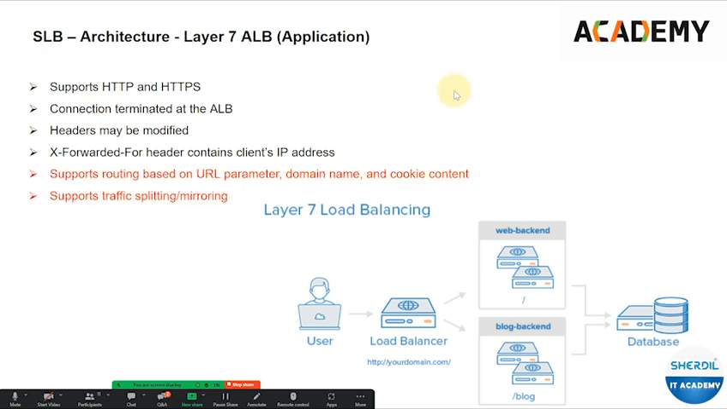If we talk about the application load balancer, there are some different rules apart from the existing rules. It supports routing based on URL, domain and cookie content. Like, you can put in the domain name. You can add URL parameters as well, and you can do traffic splitting and mirroring. Traffic splitting mirror means you can split the traffic across two different servers. By name and by IP, you can easily split the traffic.